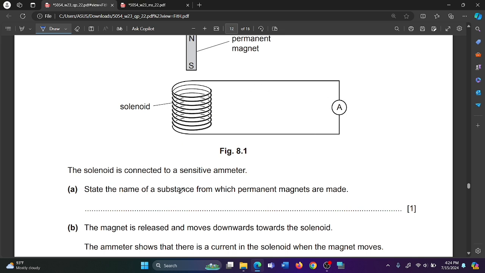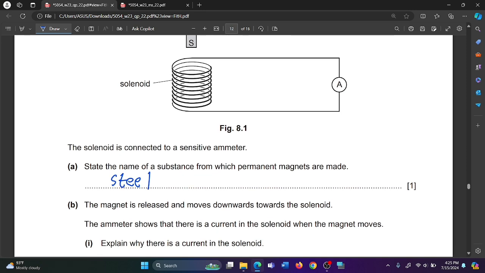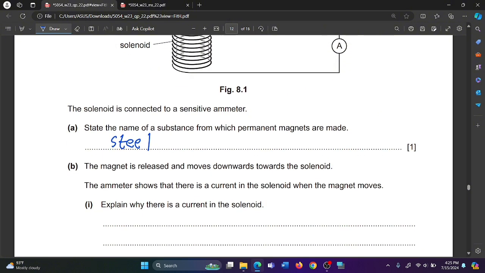Part A. State the name of the substance from which permanent magnets are made. We know that permanent magnets are made out of steel, that is an alloy of iron and carbon. So let's move on to part B. The magnet is released and moves downwards towards the solenoid. The ammeter shows that there is a current in the solenoid when the magnet moves. Explain why there is a current in the solenoid.